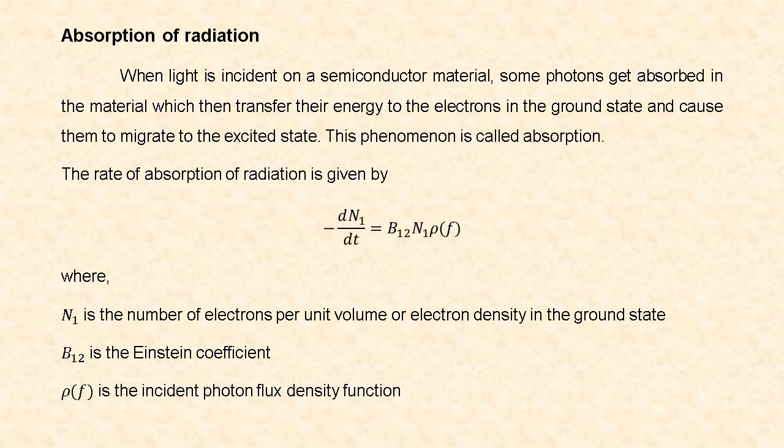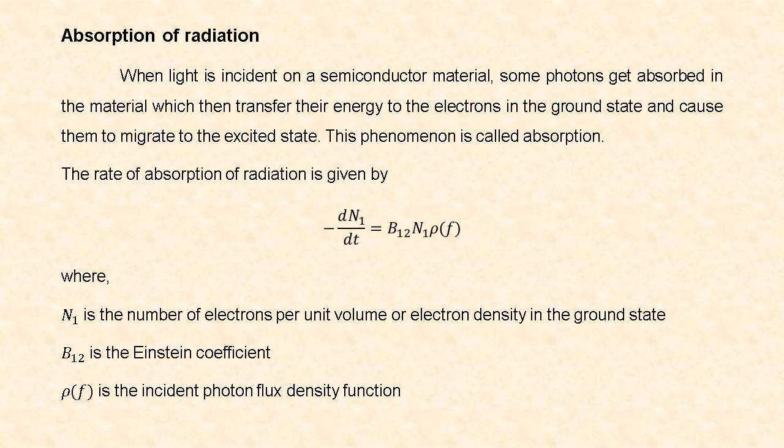Next is absorption of radiation. When light is incident on a semiconductor material, some photons get absorbed in the material. These photons transfer their energy to the electrons in the ground state, that is the lower energy level, and cause them to migrate to the excited state. This phenomenon is called absorption.